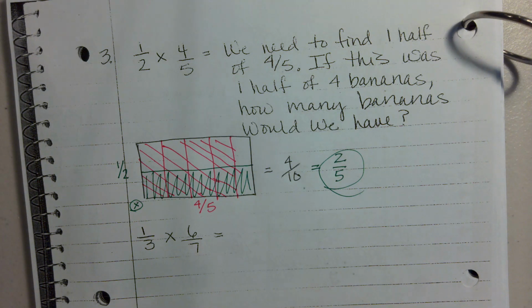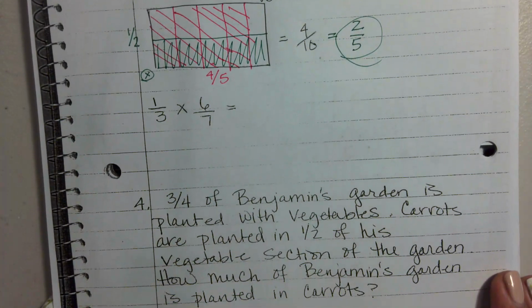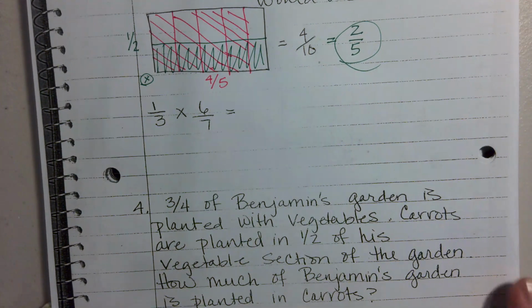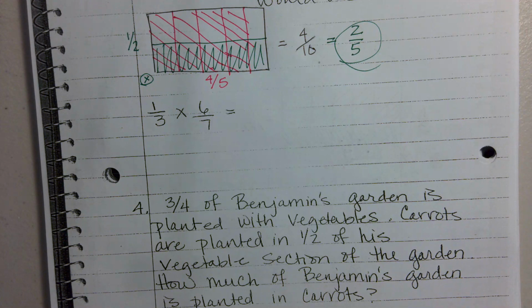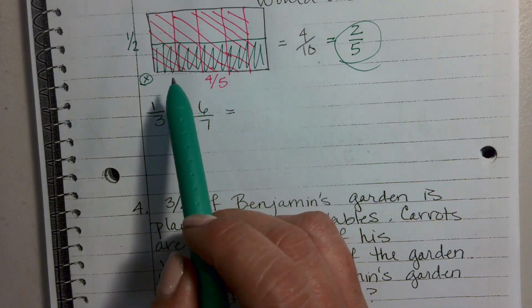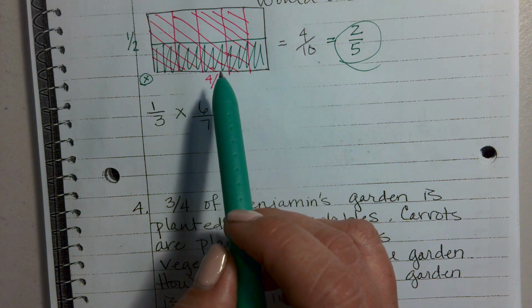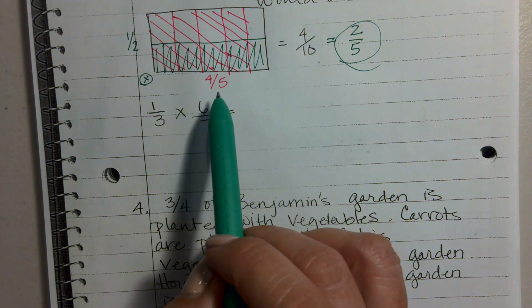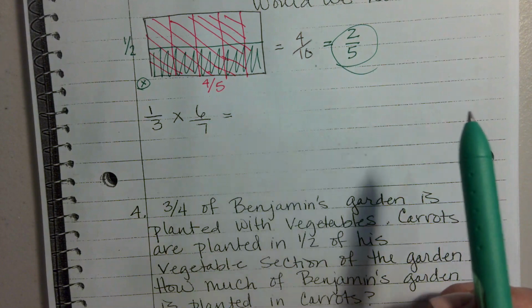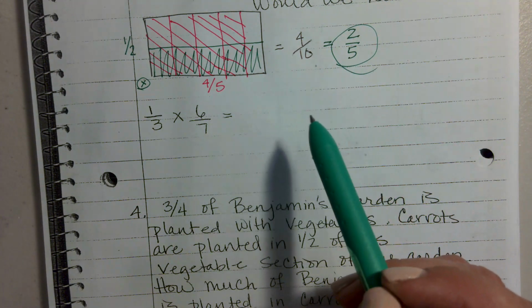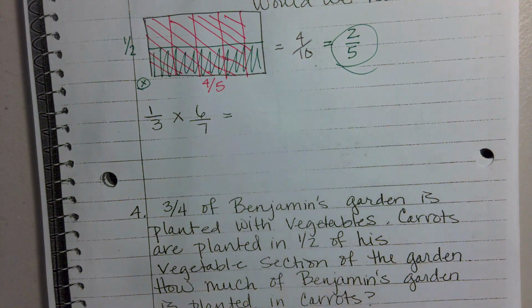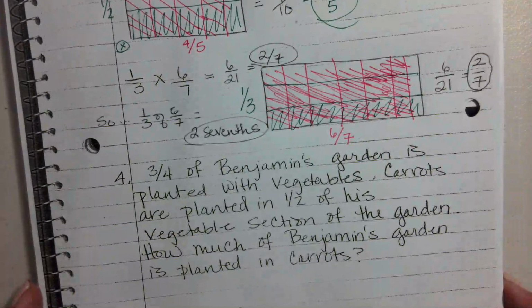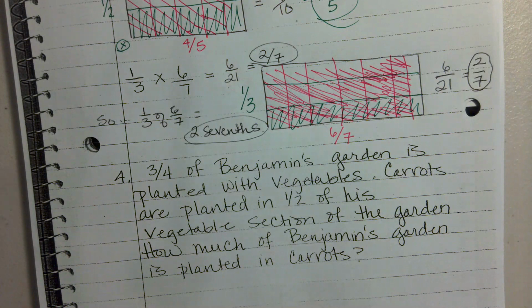Okay, let's try it with 1/3 and 6/7. Go ahead and try to draw out your rectangular fraction model. Put in your fractions, solve, and see if your fraction model represents your answer. Go ahead and come on back and check. How did you do? All right. So what patterns did you notice in our multiplication sentences?